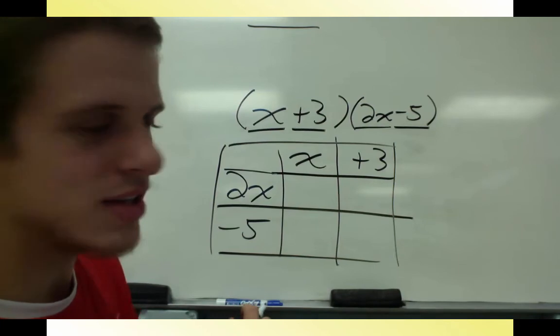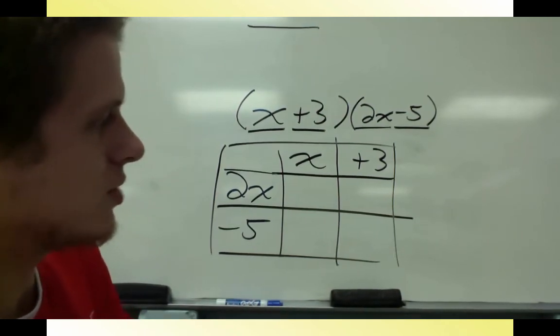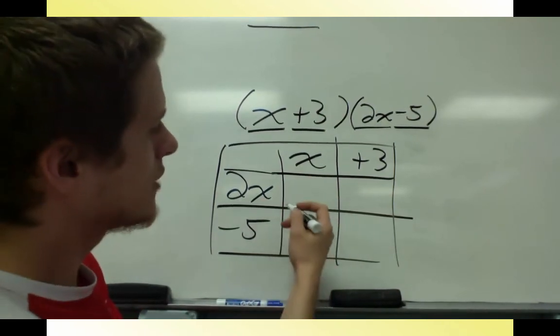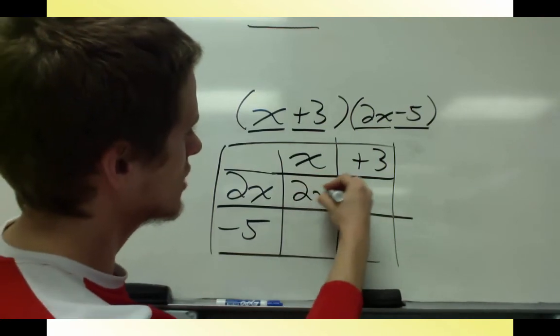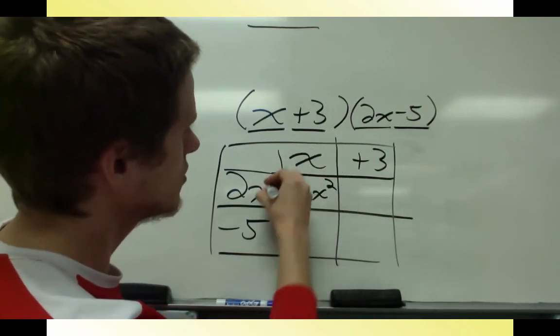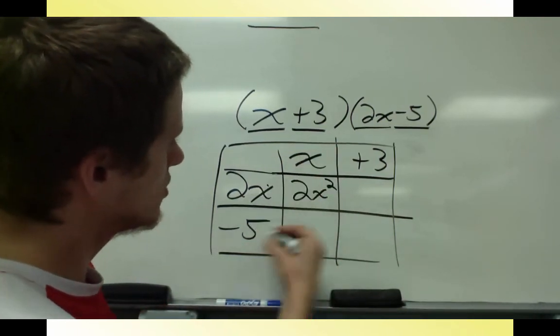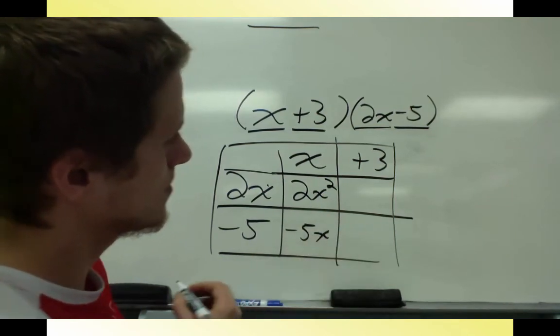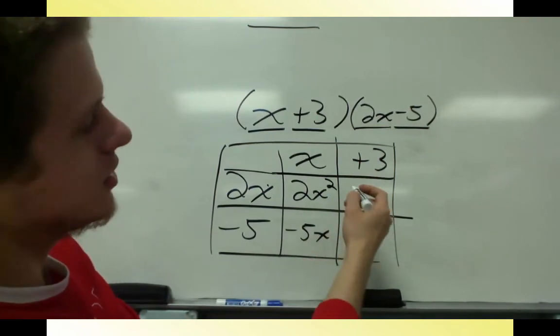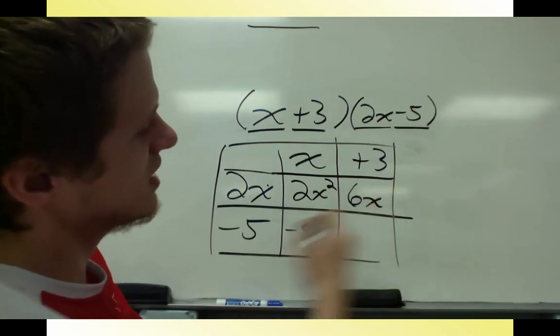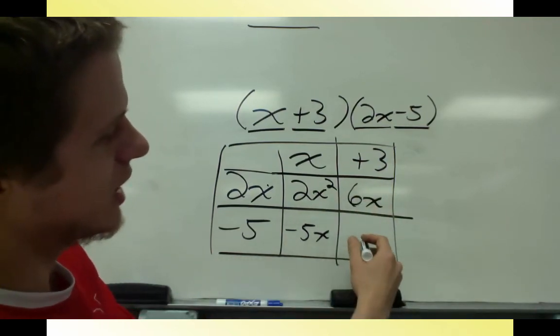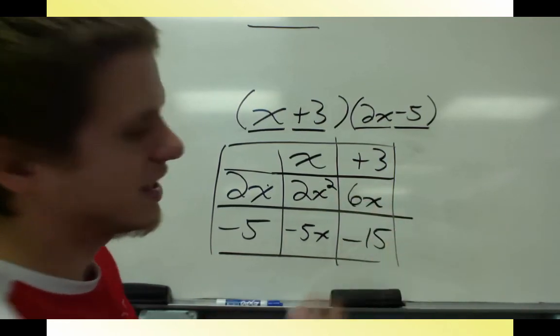Alright, so I got this box set up. I do want you to practice doing this on your own. We can find the areas. This box will be 2x squared when we multiply those two. We multiply these two, it's going to be negative 5x. Multiply these up here, we'll get 6x. And this bottom right hand corner, we'll get negative 15.